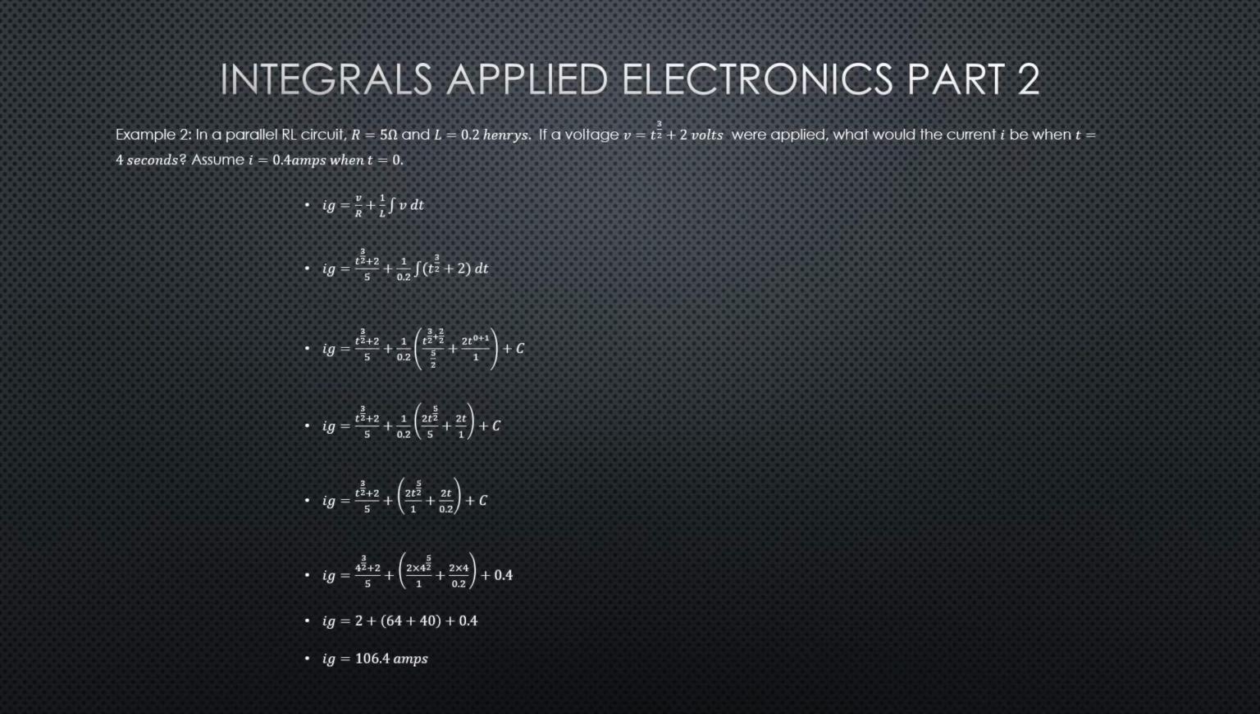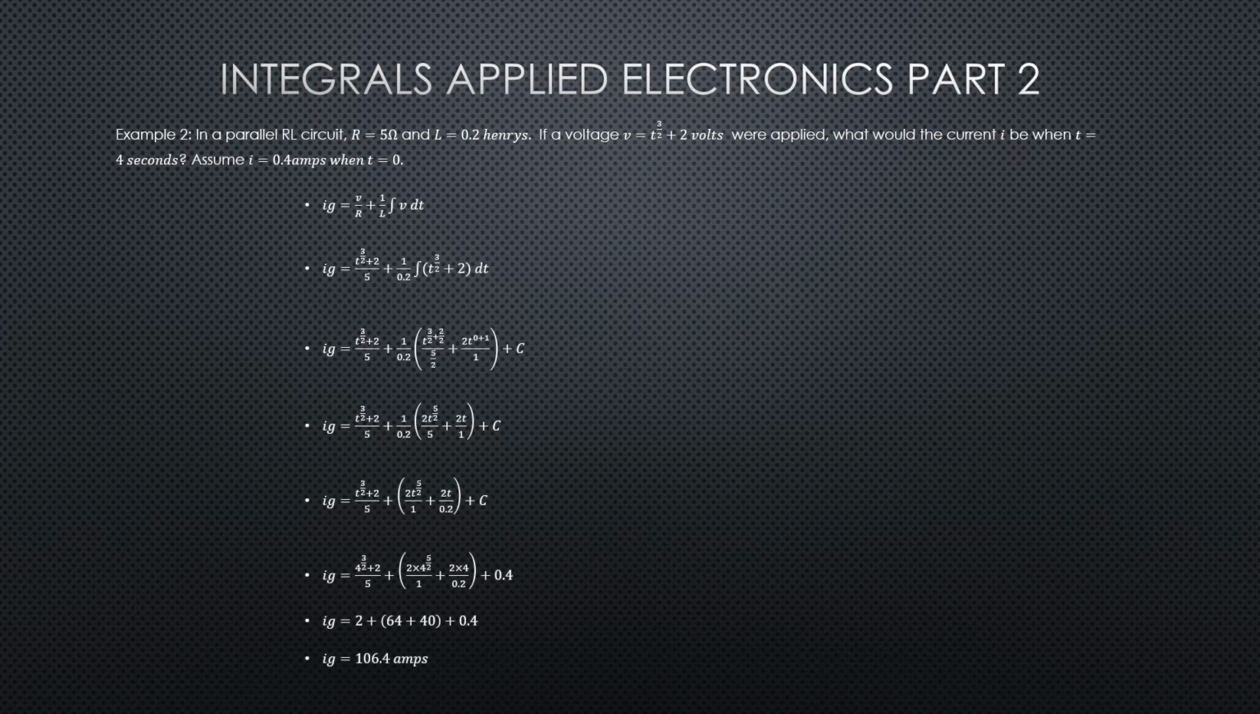Okay, example number 2. In a parallel RL circuit, R equals 5 ohms and L equals 0.2 henries. If a voltage V equals t raised to the 3/2 power plus 2 volts were applied, what would the current I be when t equals 4 seconds? Assume that I is equal to 0.4 amps when t equals 0. So now we're starting with the C. So we're going to include the 0.4 amps for C.